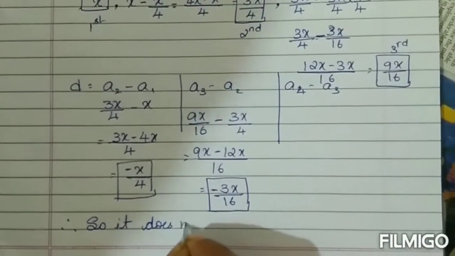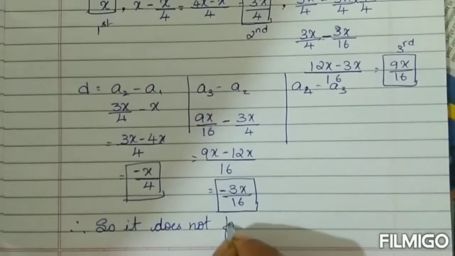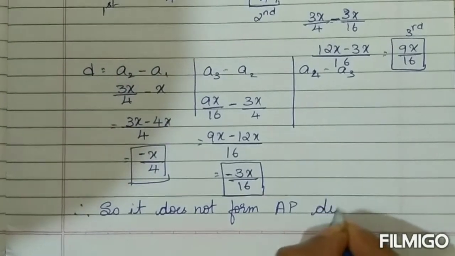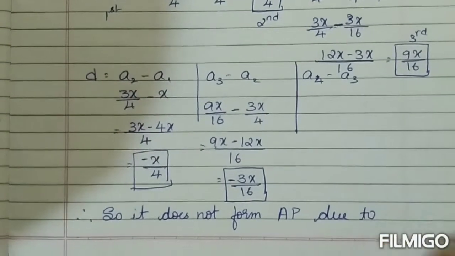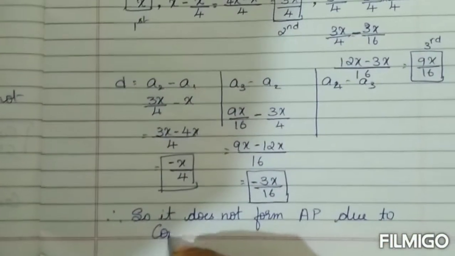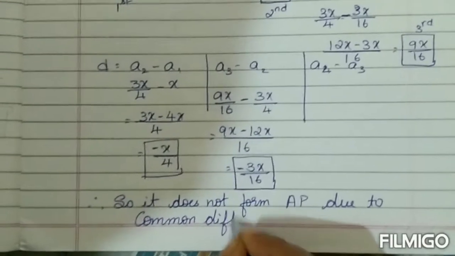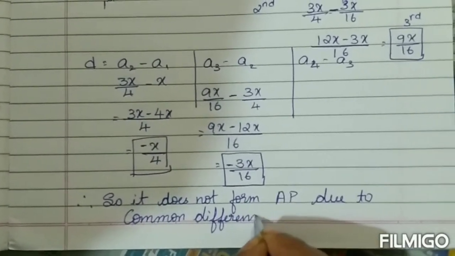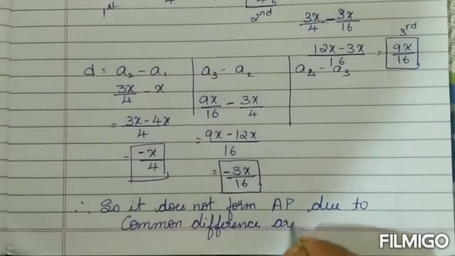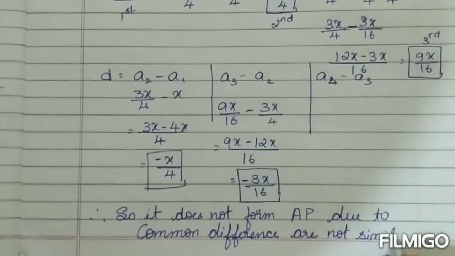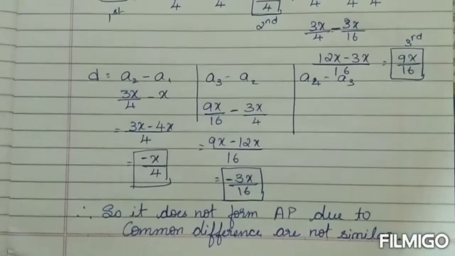So it does not form an AP due to the common difference not being similar. You understood? Yeah.